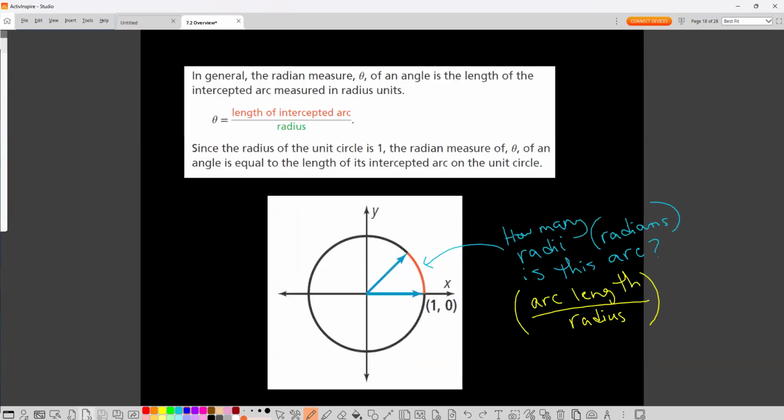All right, so if we keep going, how many radii are on the arc? Again, if you take the arc's length, so this length all the way around here, and you divide it by the radius, that's going to be how many radii are around there. So the measure of an angle in radians, theta, can be calculated by taking the length of the arc divided by the radius.